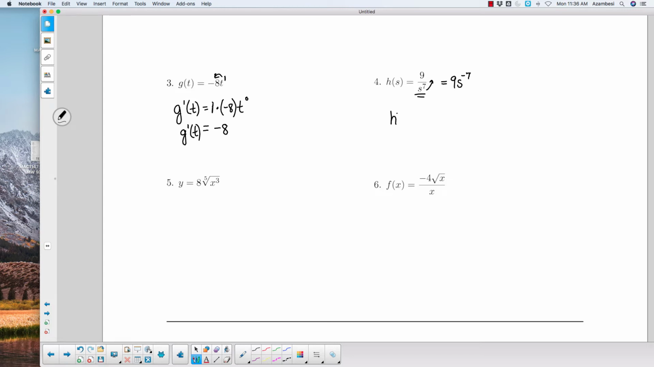So if I am looking for h prime, I'm going to bring that negative 7 down to the front, multiply it by the 9 that's there. And when I subtract 1, be careful which direction you go when you're negative. So negative 7 minus 1 gives me negative 8. So negative 63, s to the negative 8. And typically what we do is we give things back in the same form they were given to us. So that means bringing the s down to the bottom of the fraction, and h prime of s would equal negative 63 over s to the 8th.